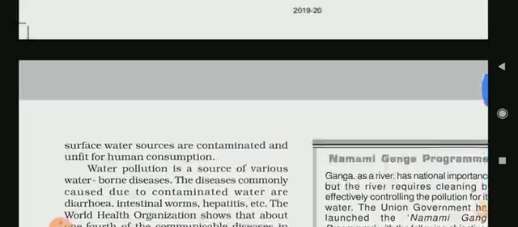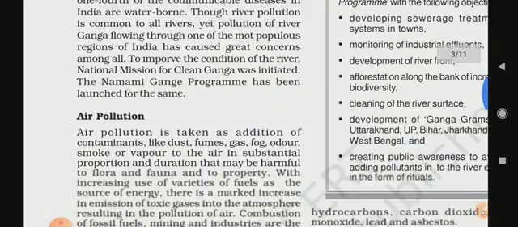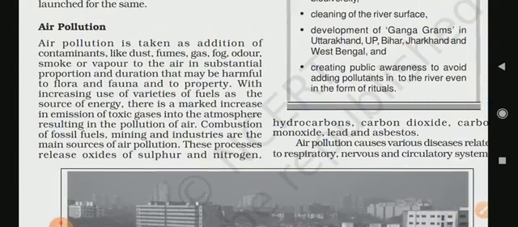Then next is air pollution. Air pollution is taken as the addition of contaminants like dust, fumes, gas, fog, odor, smoke. Many industries are there in our city, so from the cities we can see some very harmful smoke or gases released. Through this, air can be polluted. With increasing use of varieties of fuels as a source of energy, there is a marked increase in emission of toxic gases into the atmosphere, right?